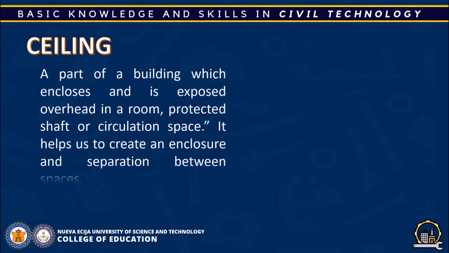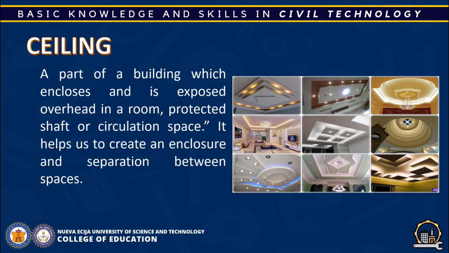Ceiling, a part of a building which encloses an exposed overhead in a room, protected shaft or circulation space. It helps us to create an enclosure and separation between spaces. They provide good lighting in the room by controlling diffusion of light and sound around the room, and help prevent the passage of sound between rooms. They have fire-resistant properties and may also accommodate building services such as vents, lighting, sprinkler heads, and so on, as well as being able to conceal other services such as ducts, pipes, and wiring.